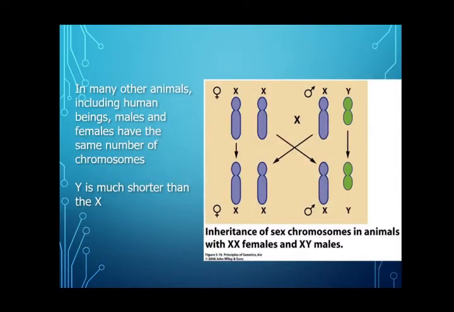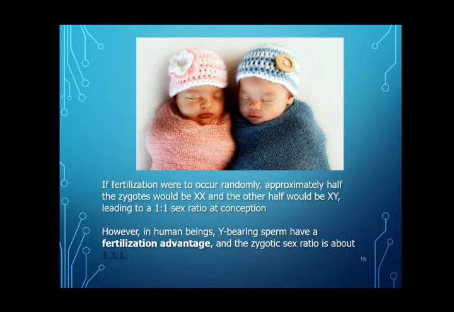In many other animals, including human beings, males and females have the same number of chromosomes. Y is much shorter than the X. If fertilization were to occur randomly, approximately half of the zygotes would be XX and the other half would be XY, leading to a 1:1 sex ratio at conception. However, in human beings, Y-bearing sperm have a fertilization advantage, and the zygotic sex ratio is about 1.3:1.